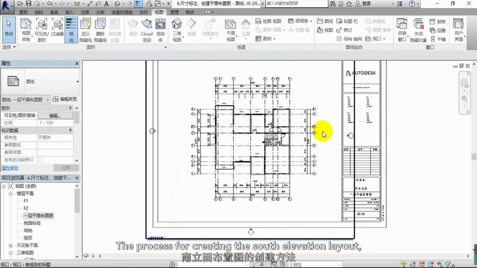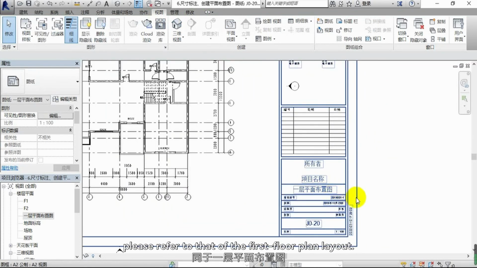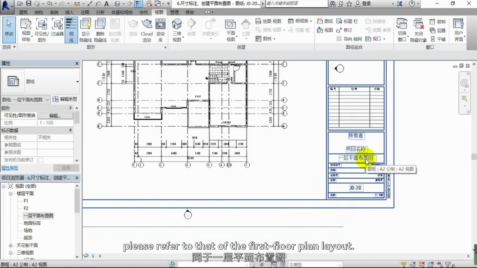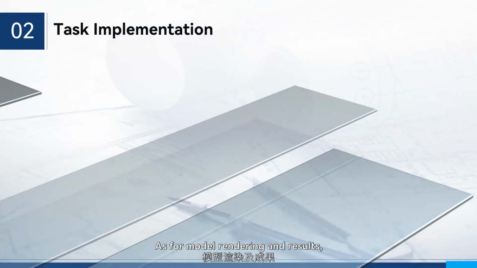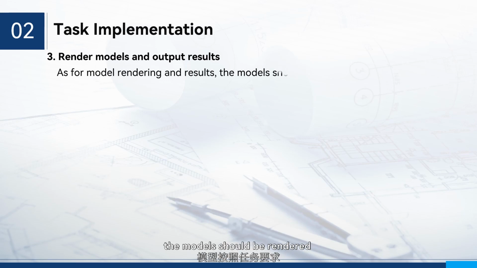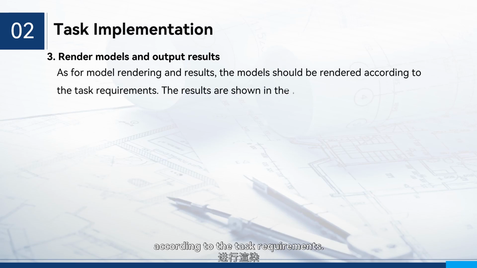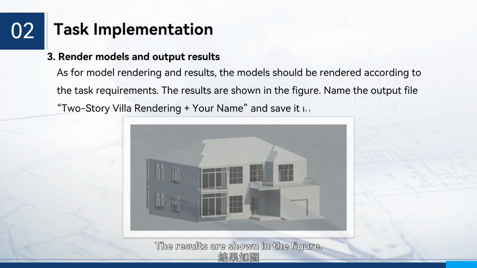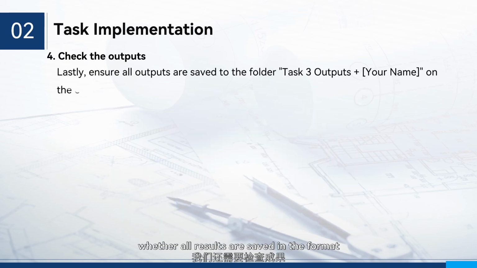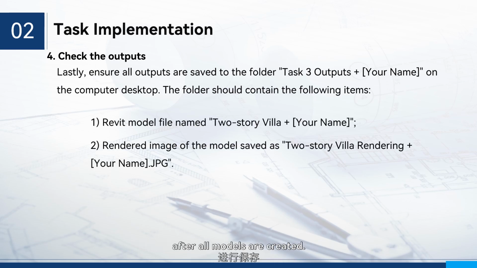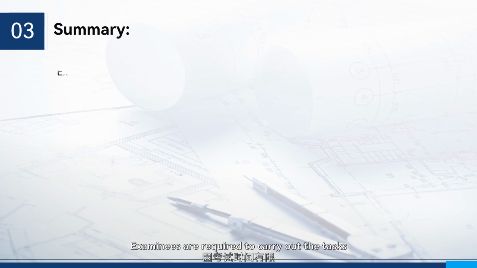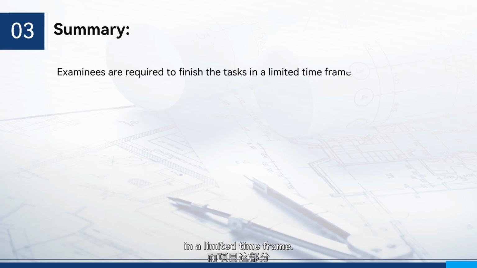The process for creating the south elevation layout, please refer to that of the First Floor Plan layout. I won't repeat it here. As for model rendering and results, the models should be rendered according to the task requirements. The results are shown in the figure. We need to check whether all results are saved in the format according to the task requirements or not after all models are created.